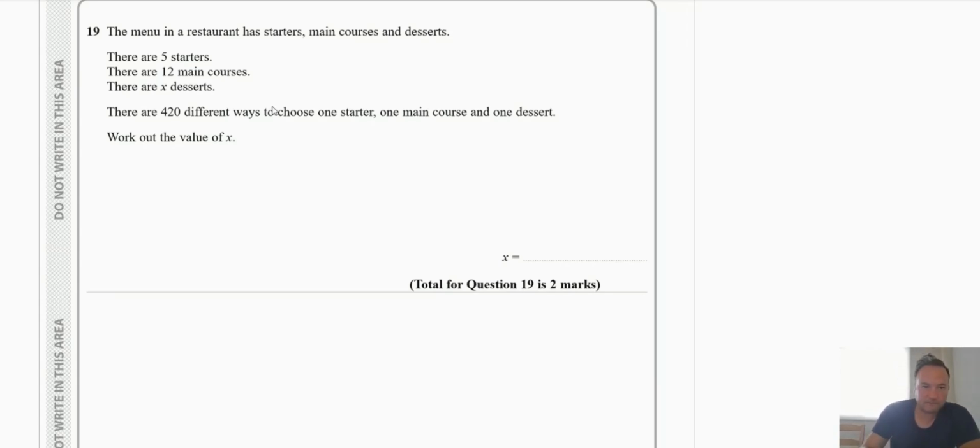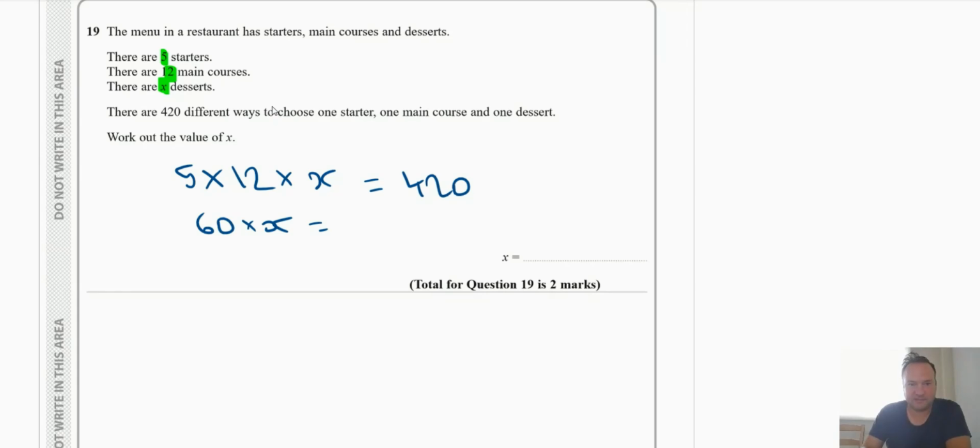So the way to find out how many different combinations there are is to actually multiply these values together. So what this basically tells us is that the number of starters times the number of main courses, which is 12, times X desserts, the product of these values is the total number of options. And we're actually given this 420 different ways. And then what we can do, we can simplify this equation and solve for X. So 5 times 12 is 60. So 60 times X is equal to 420. And this basically means that X is going to be 420 divided by 60.